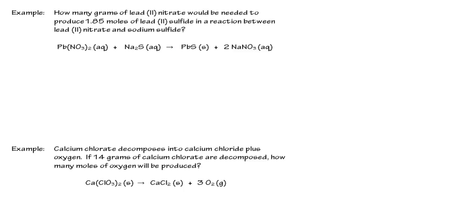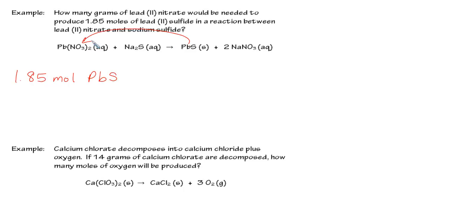I got the balanced equation, and I want to produce a certain amount of product. So we're going to start there. We want 1.85 moles of that lead 2 sulfide. That's what I want to produce. So I'm working backwards. Then if I go in the lab, how many grams of that lead nitrate should I start with?